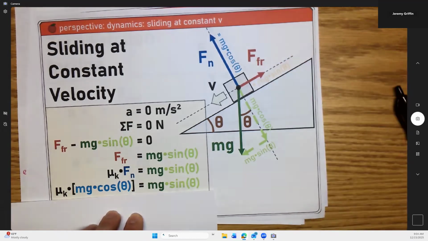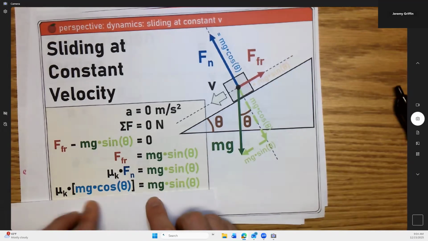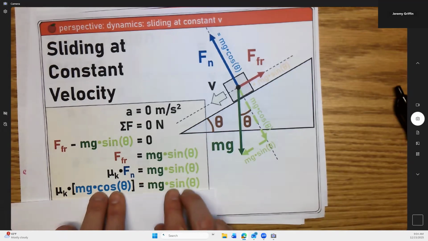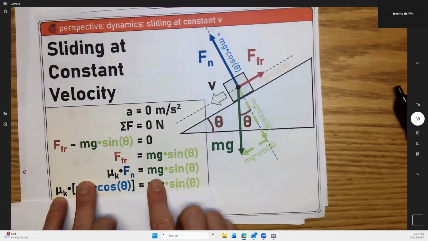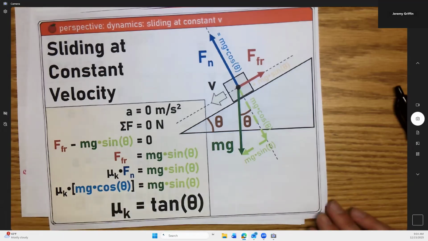Yeah. Do you guys see a bunch of stuff that cancels? The m, the g. Right. There's a cosine theta here, there's a sine theta here, and here's your coefficient of friction that you're solving for. Say coefficient of kinetic friction. So what's the last step? Do you divide the mg cosine on both sides? Okay, yeah, you do, and then the mg cancels. What's sine divided by cosine? Tangent theta. Right.